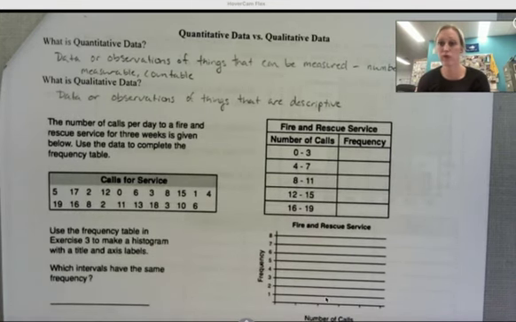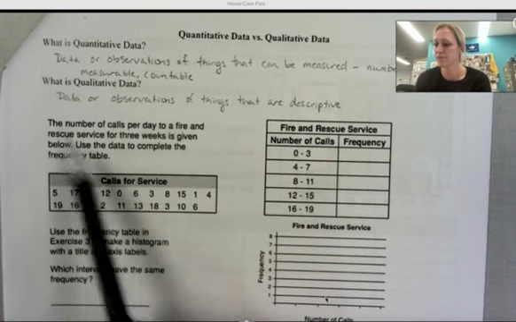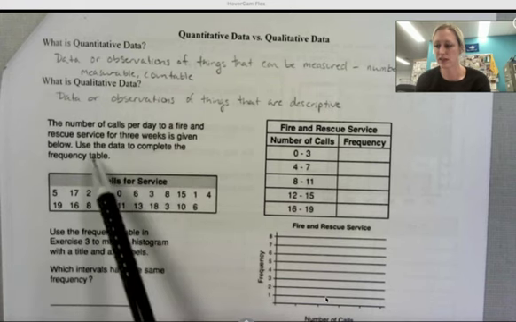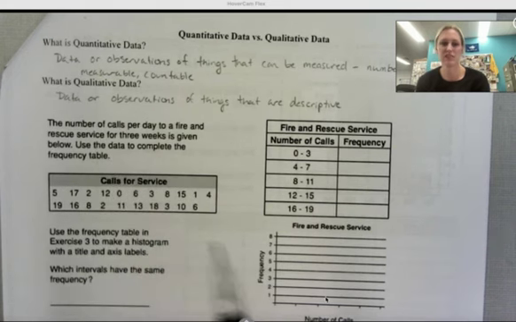Okay, so one of the things we're going to do is use histograms, which is the more formal word for bar graph, to represent some of this data. This table here is the number of calls per day to a fire and rescue service for 3 weeks. Use the data to complete the frequency table.